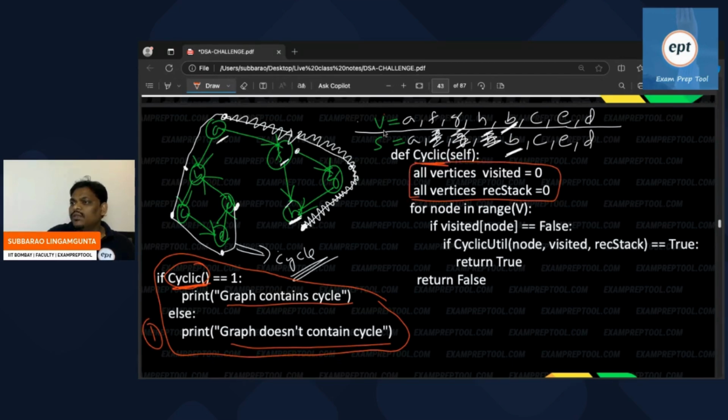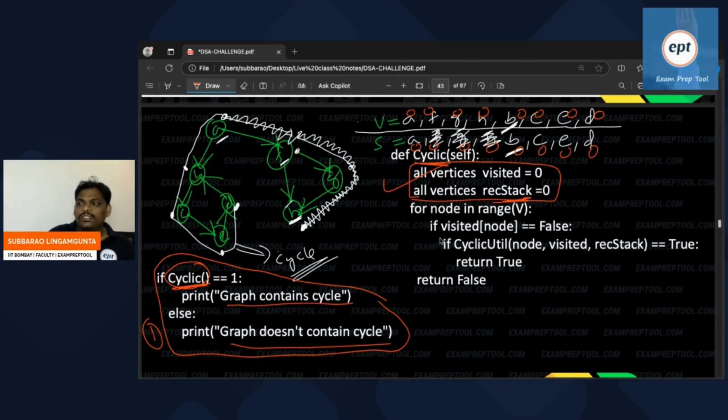Visited of every vertex is initially 0. In the visited array, visited of every vertex is initially 0. In the stack array also, the stack of every vertex is initially 0. Let's keep it like this. So for all vertices, visited is 0 and stack contents are also 0 initially.